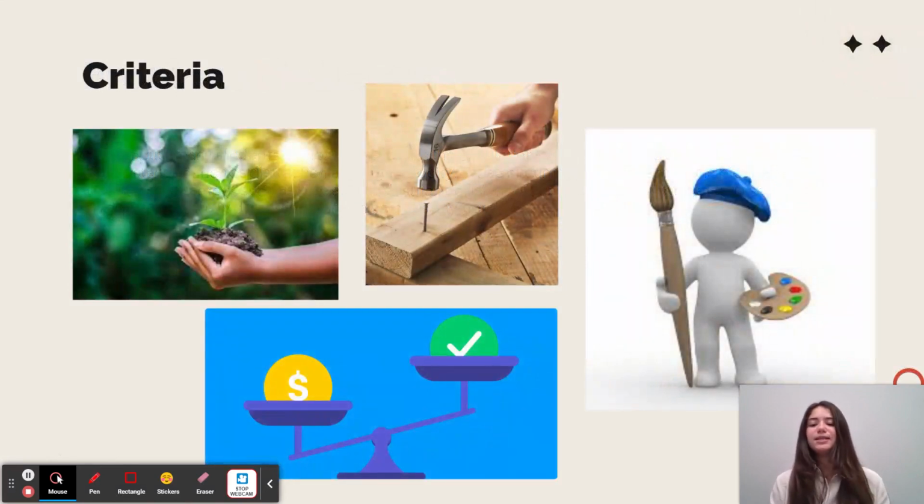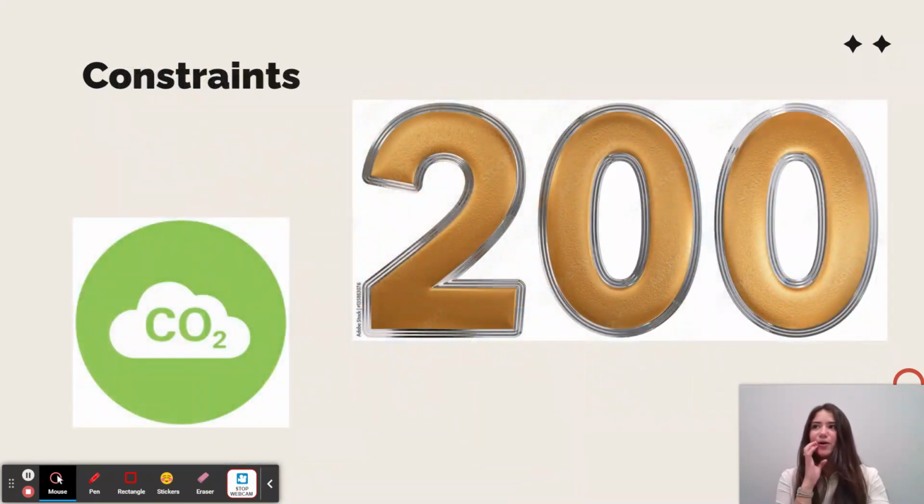Some criteria is that it's eco-friendly, affordable, easy to make, and aesthetically pleasing. And the constraints are that it's around $200 to make, and that there's very limited CO2 production.